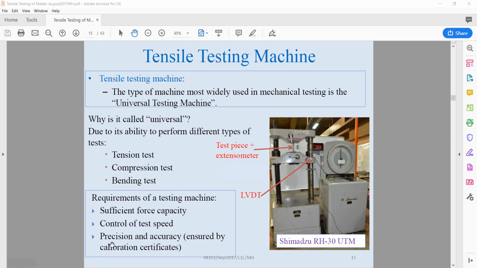The machine should also have precision and accuracy. So the machine should be accurate and precise. And this is done by calibrating the test machine. External companies come and check that the test machine is in good working condition and that the load is the true load.